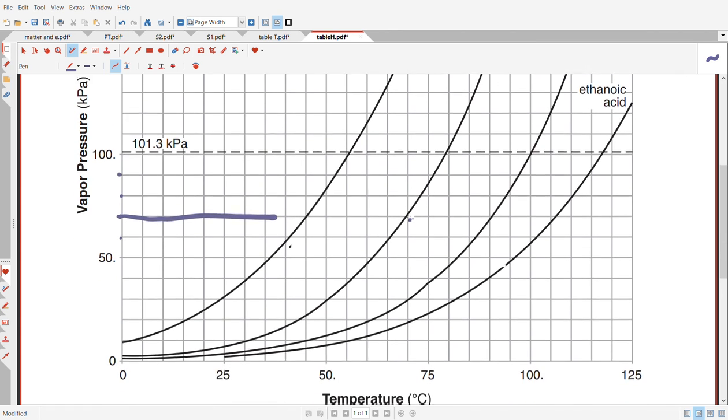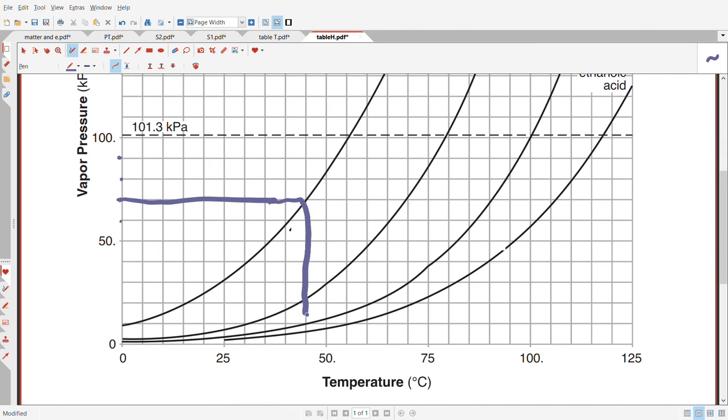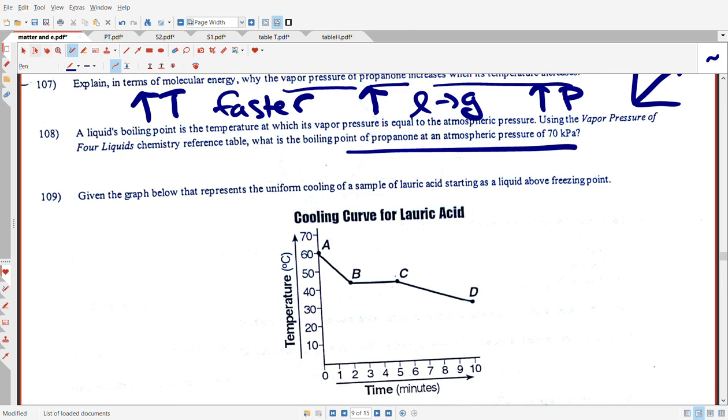Propanone's the first line on the list. So I'm all the way down here. These go by tens. Now here I think it goes by fives. Let's see, 30, 35, 40, 45. So the answer here is 45 degrees Celsius.